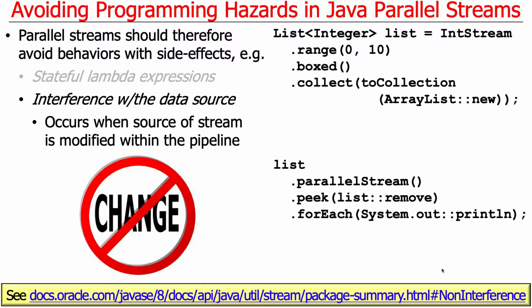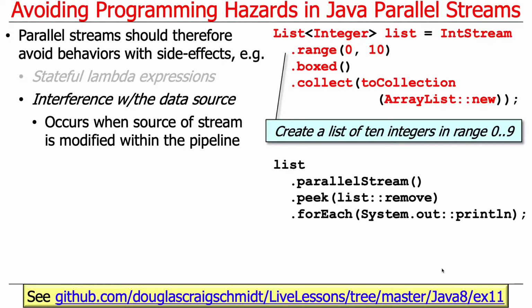Another problem, which we touched on before in the context of sequential streams, but which becomes even more problematic with parallel streams, is interfering with the data source itself. So you want to make sure, as is discussed at this reference here, that you don't change the source that you're streaming over while you're in the process of streaming it. So don't change the source of the stream within the pipeline itself.